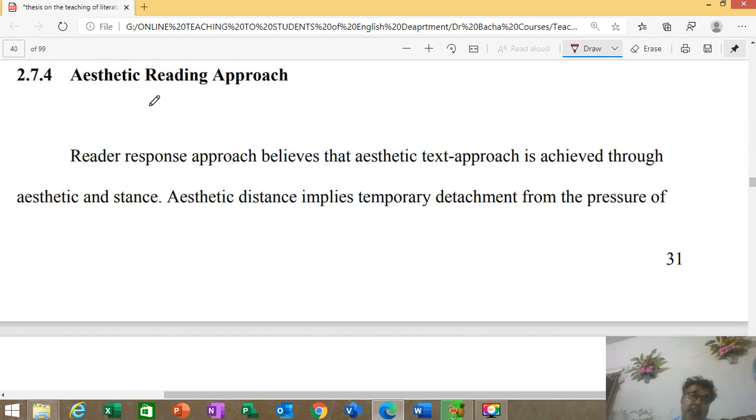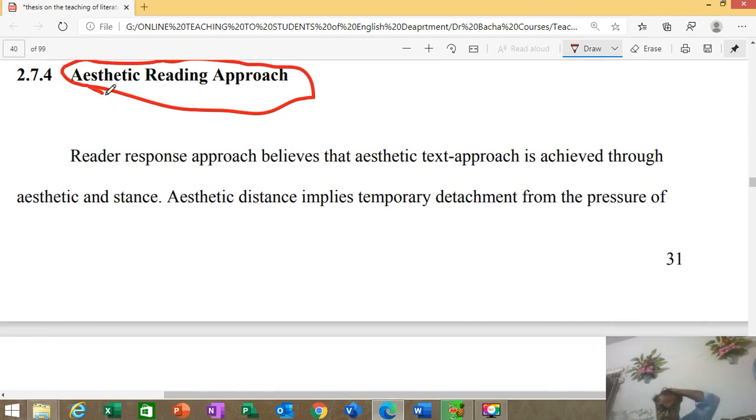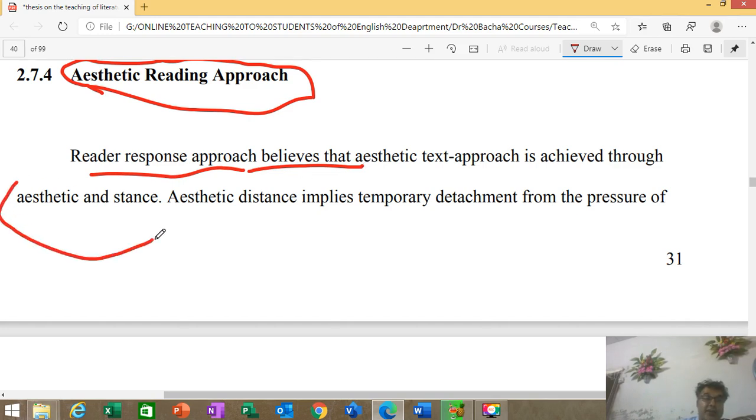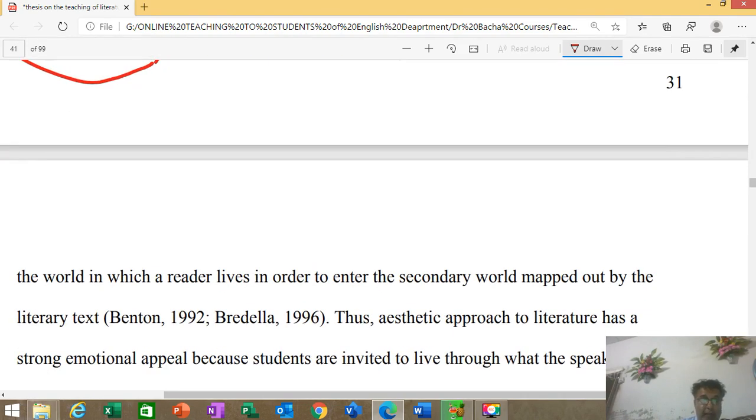And then we have the aesthetic reading approach. This is another approach. As the title suggests, the reading is done for an aesthetic sense. The reader response approach believes that the aesthetic text approach is achieved through aesthetic stance. All right. Aesthetic distance implies temporary detachment from the pleasure of the world in which a reader lives in order to enter the secondary world mapped out by the literary text.